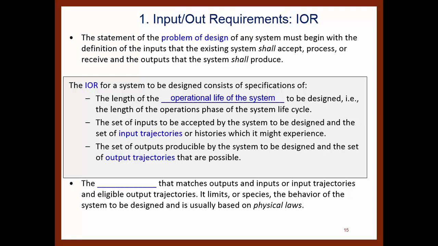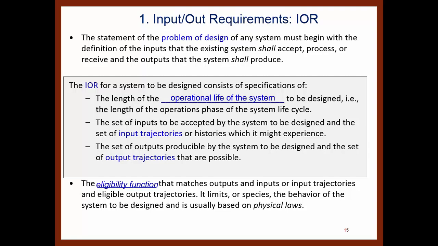The set of outputs producible by the system to be designed and the set of output trajectories that are possible. The output trajectories are described the same way that we describe the inputs. So we can say, okay, starting after 1 hour, every 10 minutes we're going to get a part out of the manufacturing line. So at time 10, we're going to get an output. At time 20, we're going to get another output. At time 30, we're going to get another output. So we can describe this for our system.